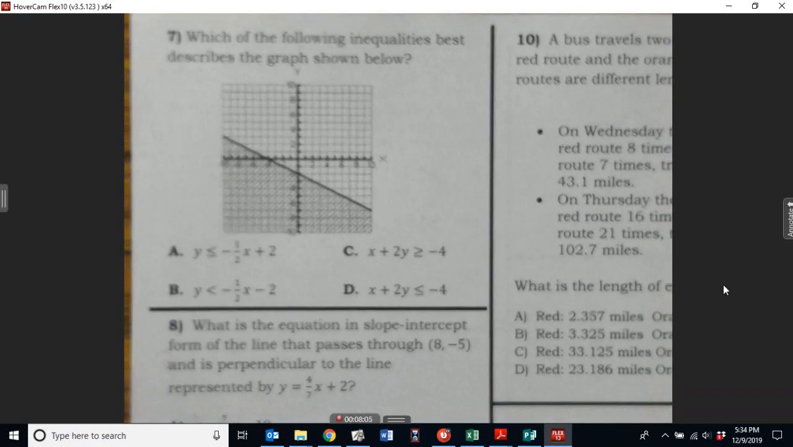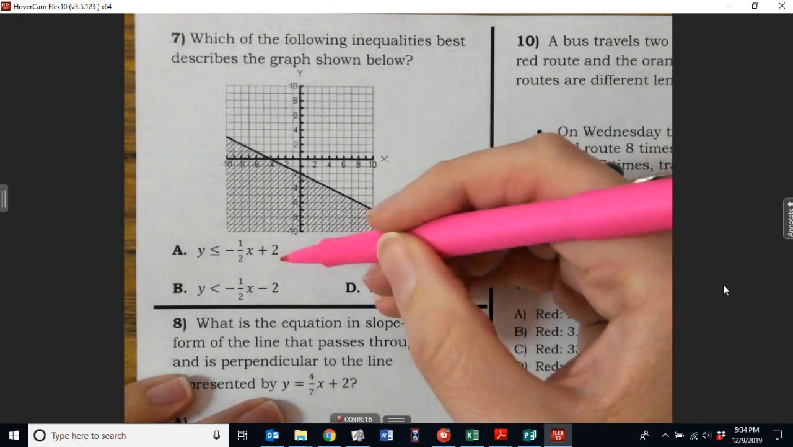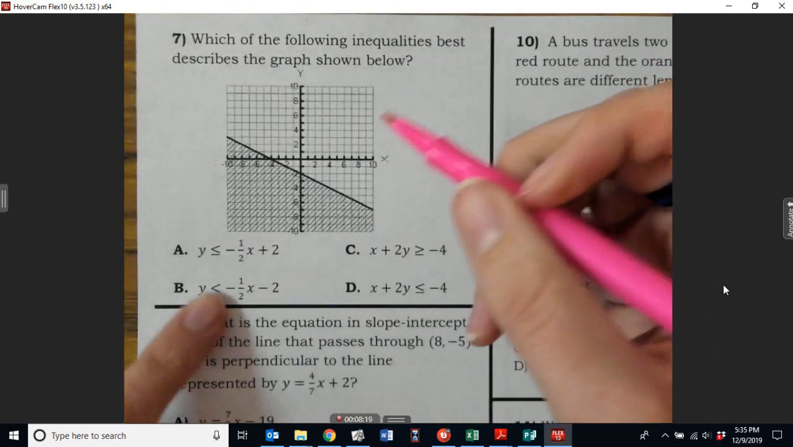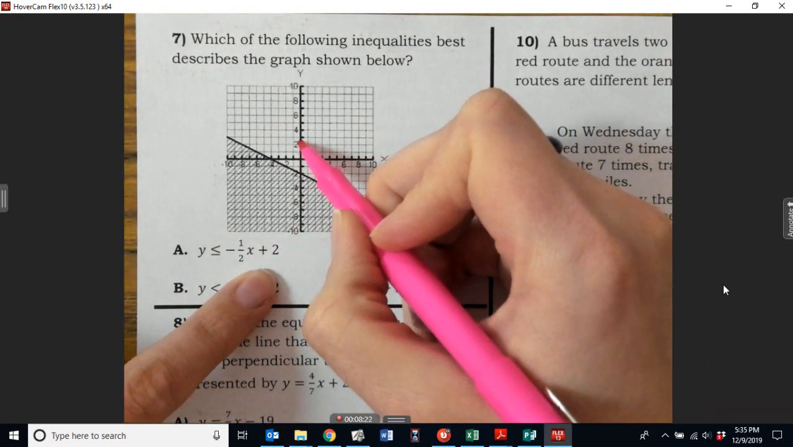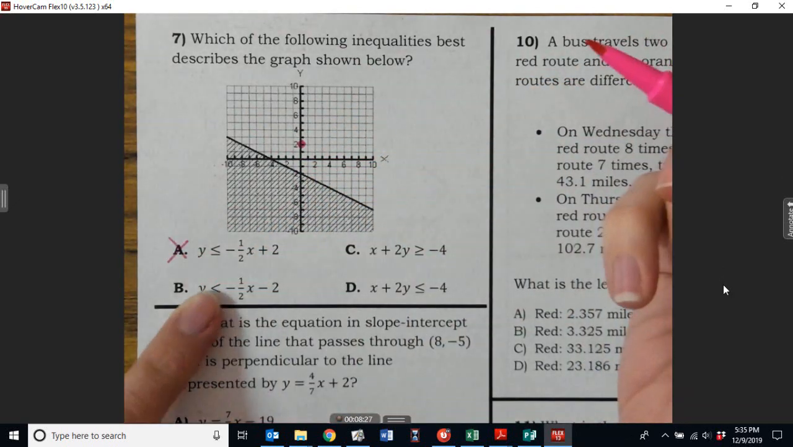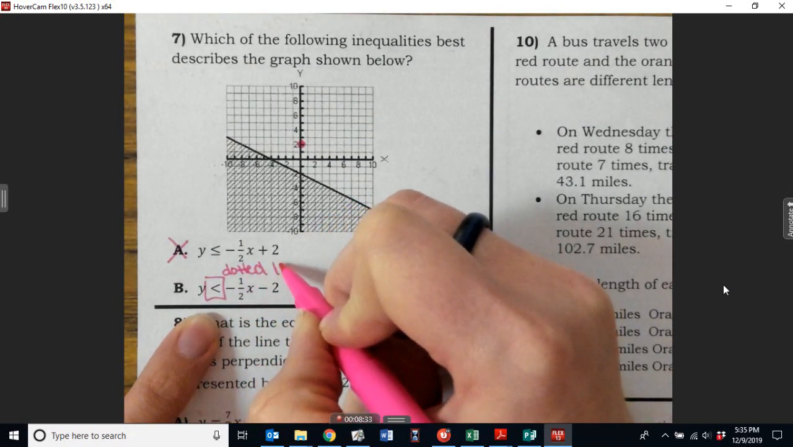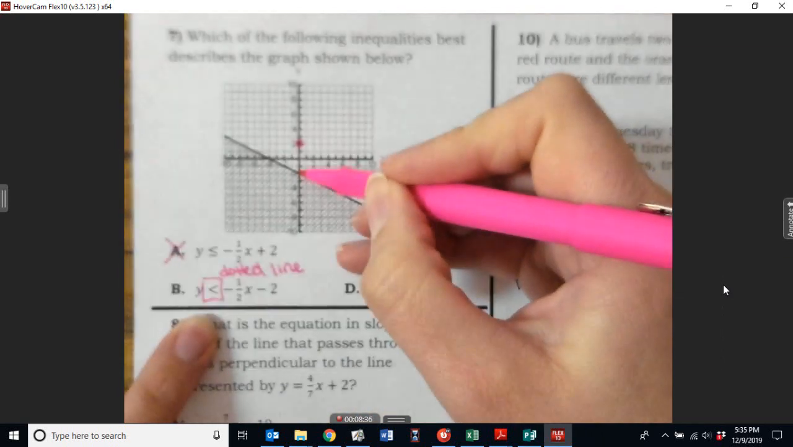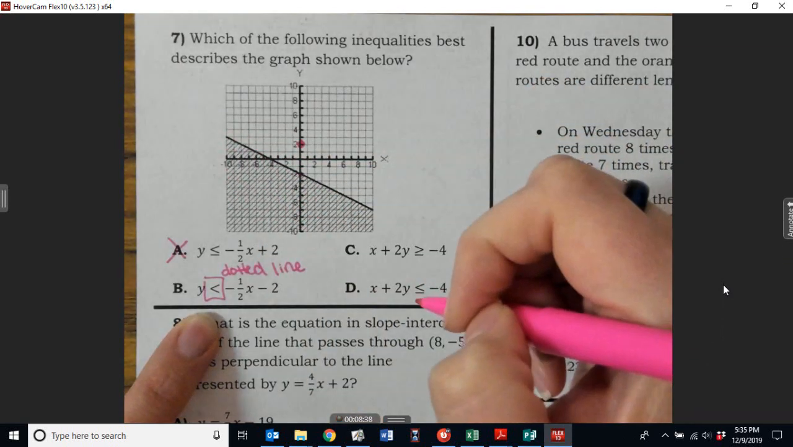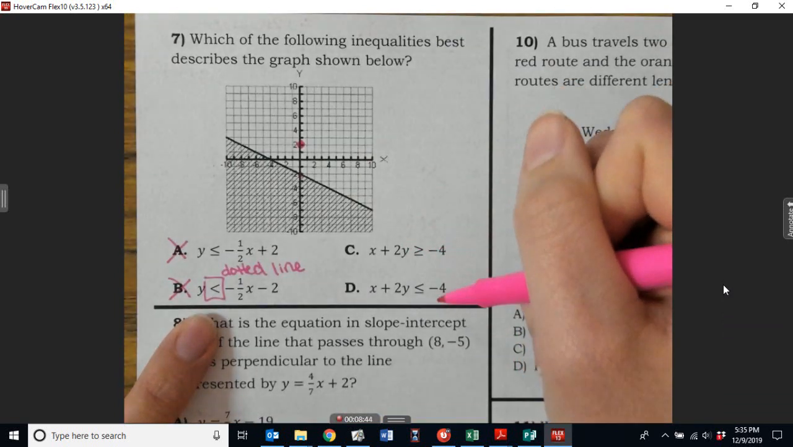On the back, number 7: which of the following inequalities best describes the graph shown? If I look at these answer choices, I should graph each of them to see which one matches. And I will tell you that if you graph A, it's going to cross up here at 2. So even though everything else will match, it will cross at 2, which means it's not your answer. If you graph this one, it's going to give you a dotted line. And so dotted line, this is a solid line, so even though everything else will match, it won't match with the dotted line.